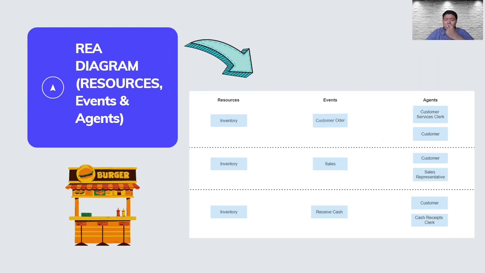So we can see there are three rows: resources, events, and agents. The first row is about inventory, and then we proceed to the customer order, divided into two agents: customer service clerk and customer. For the next row, it is inventory, then proceed to sales, and then go to the customer and sales representative. And for the last type of REA diagram, it is receive cash, customer, and cash receipt clerk.